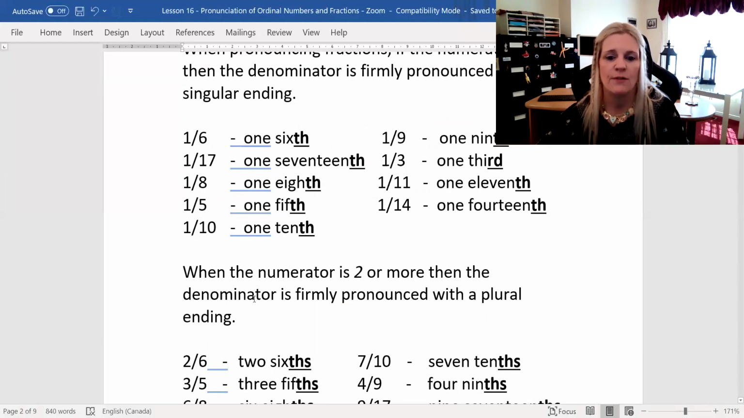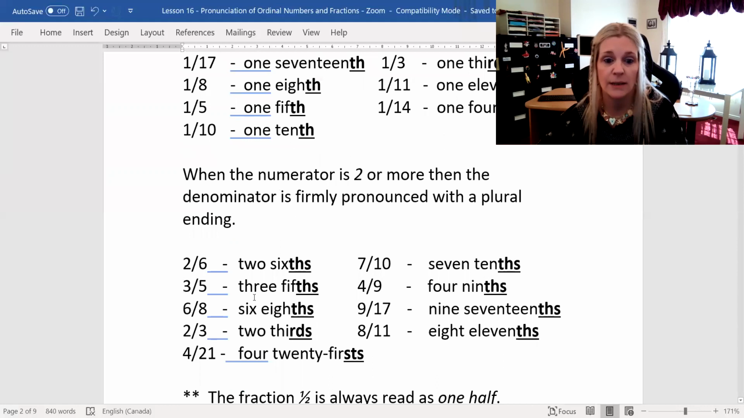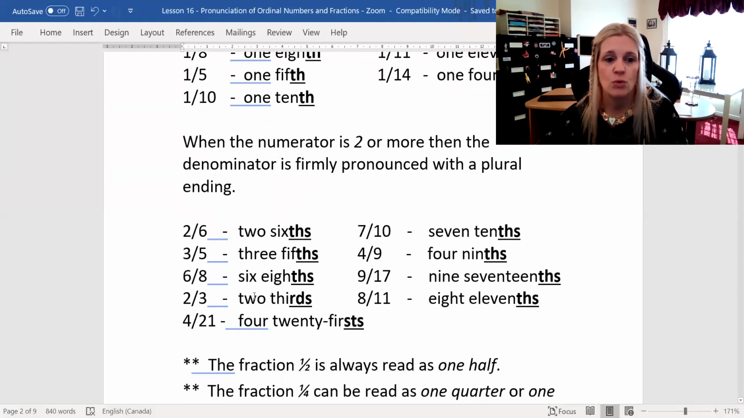When the numerator, the number at the top, is 2 or more, then the denominator, the number at the bottom, is firmly pronounced with a plural ending. This is a little trickier, a little bit more practice is needed here. Like 2/6. So we would have to pronounce the TH and the S at the end. So you'll have to take your time with this one. 2/6. Very difficult. You have to go TH and then S for the S sound. Quickly together.